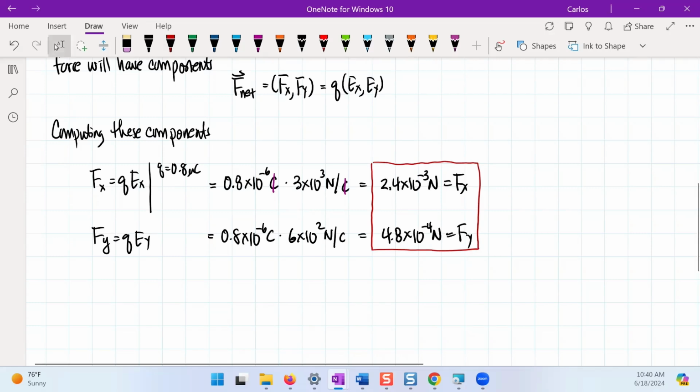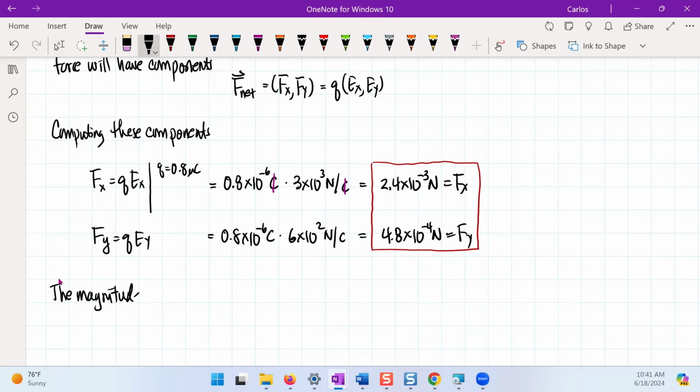So now I have to calculate the magnitude and direction of this force here. So the magnitude and direction of the net force is then going to be like this.